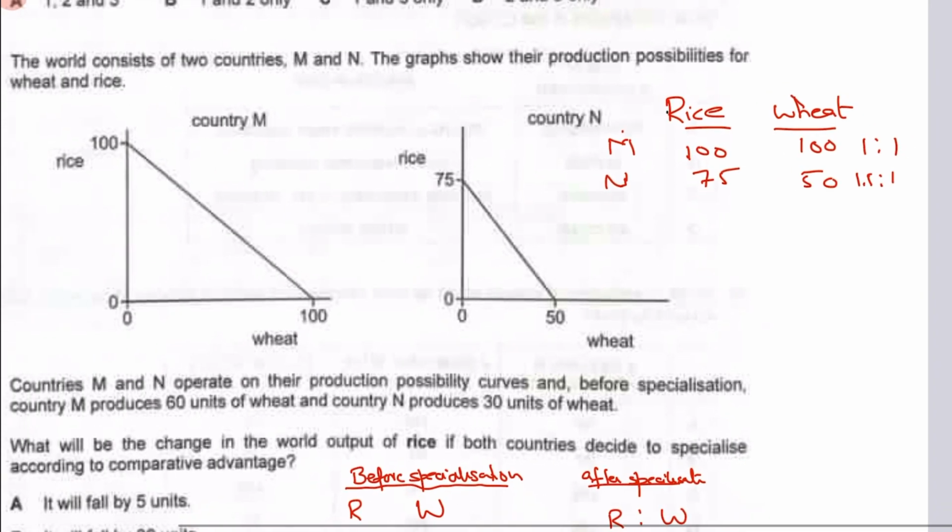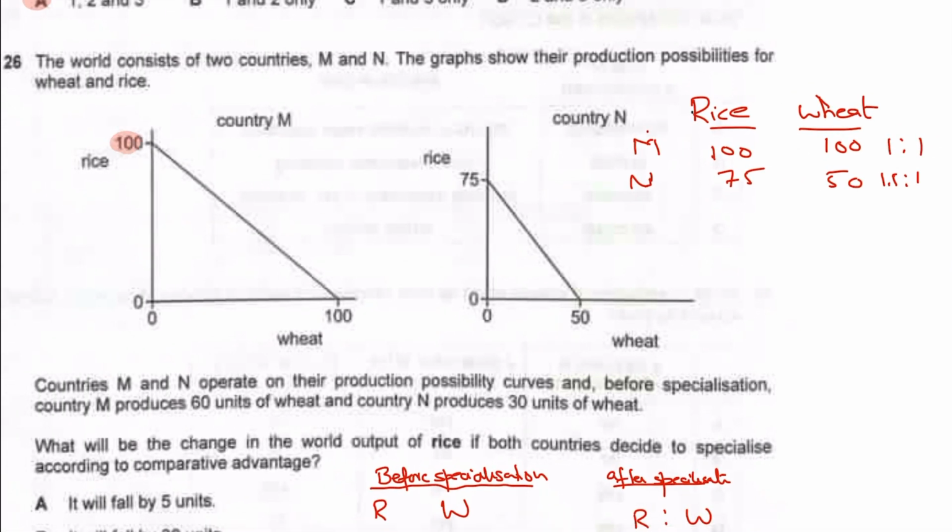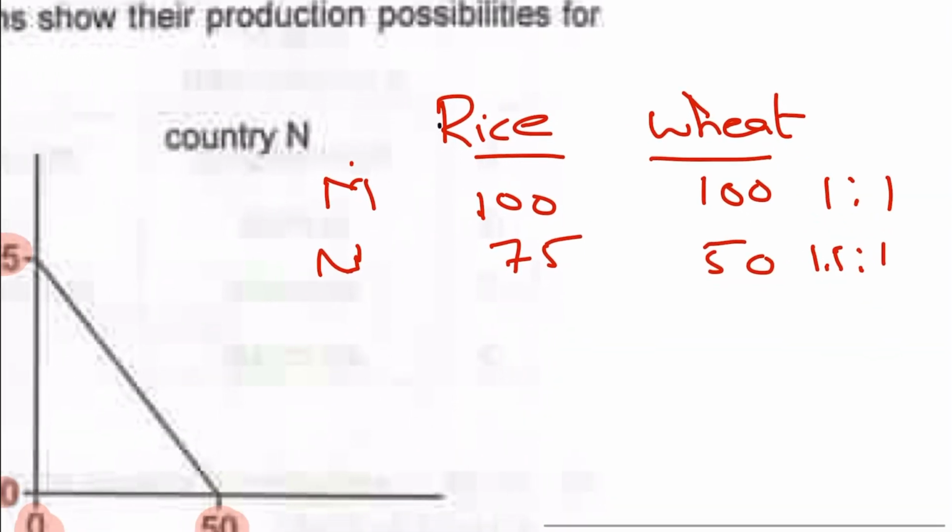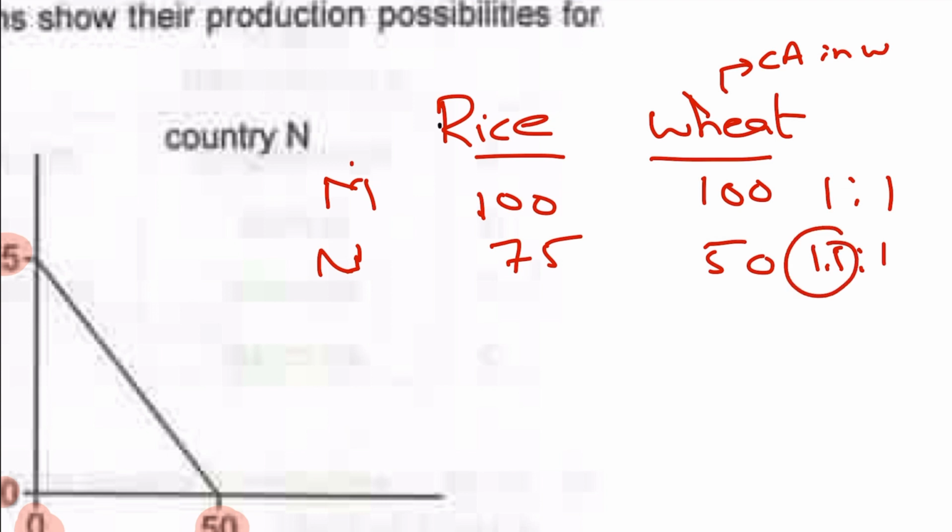The maximum M can produce is 100 wheat with zero rice, and 100 rice with zero wheat. N can produce 75 rice with zero wheat, and 50 wheat with zero rice. So the ratios are 1 is to 1, and 1.5 is to 1, which clearly shows that country M has a comparative advantage in wheat, since it only has to forgo one rice to produce one wheat, while N has to forgo 1.5 rice for every wheat. So M has the comparative advantage in wheat and N has it in rice.